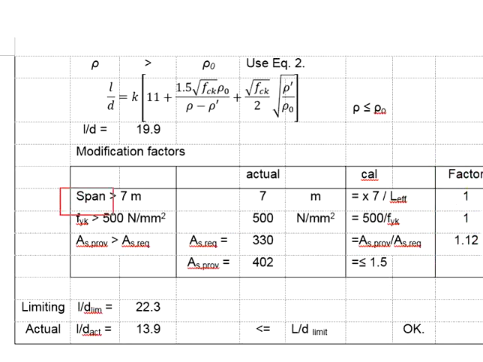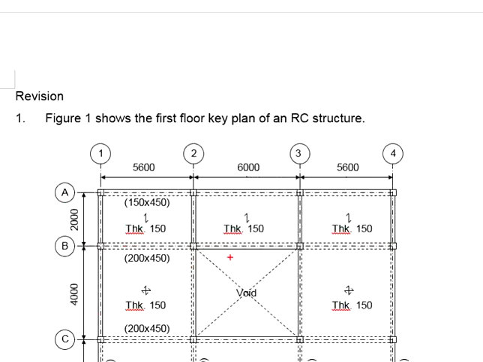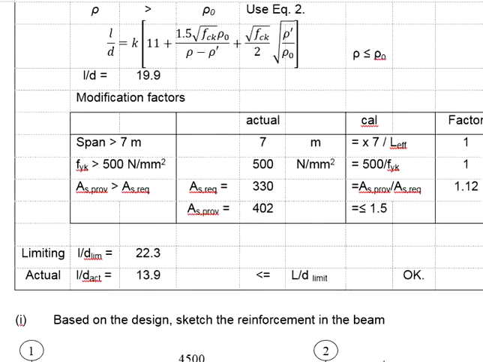There are 3 conditions that you may have the correction factors. First, it is when the span is more than 7 meters. In this case, your beam span is only 5.6 meters, which is less than 7 meters. Therefore, there shouldn't be any correction factors for the beam span.